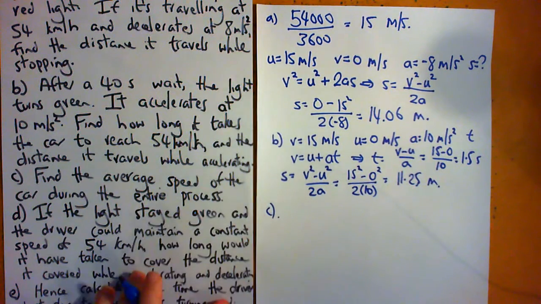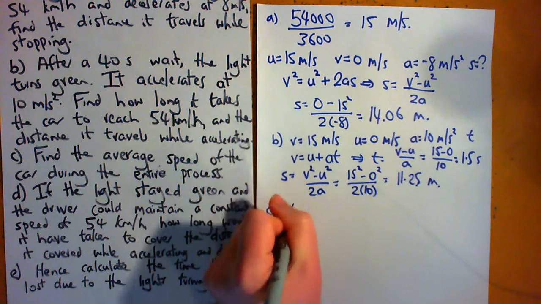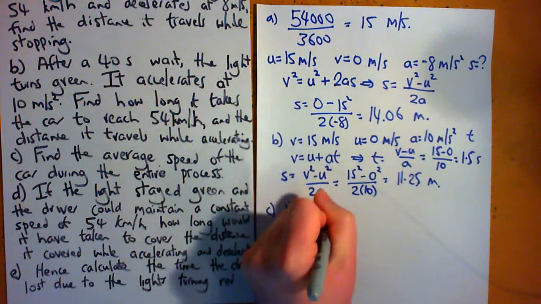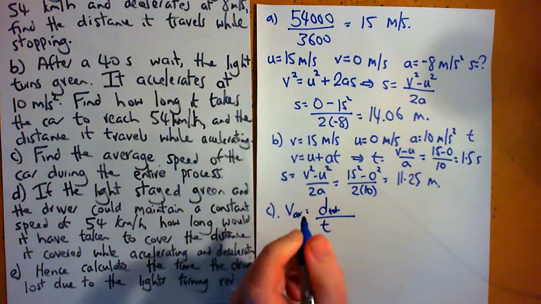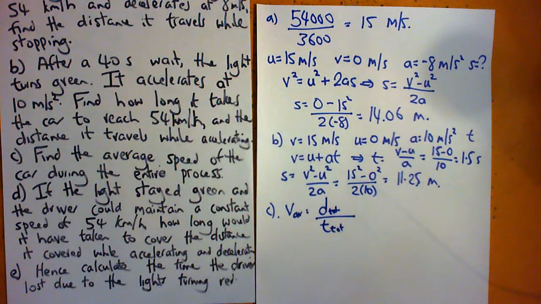Part C of the question, find the average speed of the car during the entire process. So the average speed, V average, is equal to the total distance covered in the entire process divided by how long it took. Average speed is total distance divided by total time.